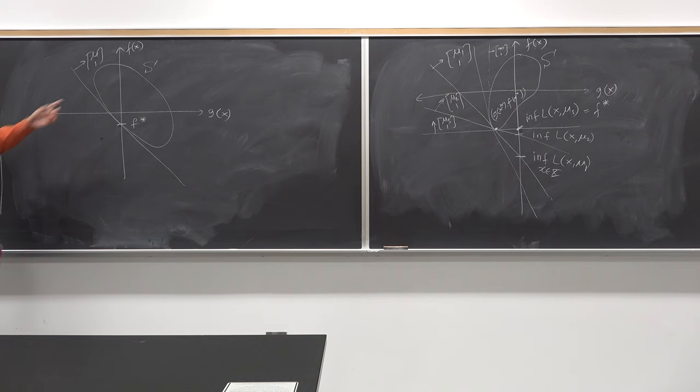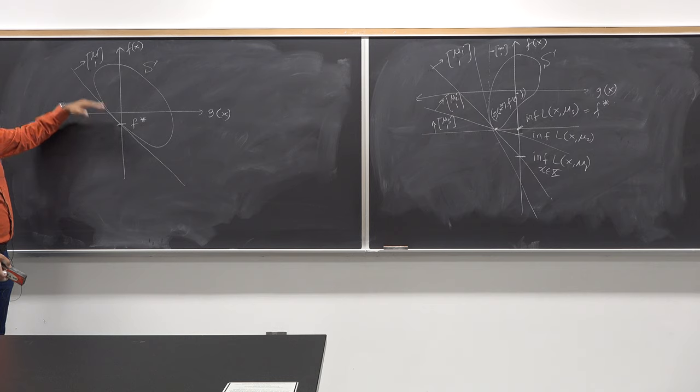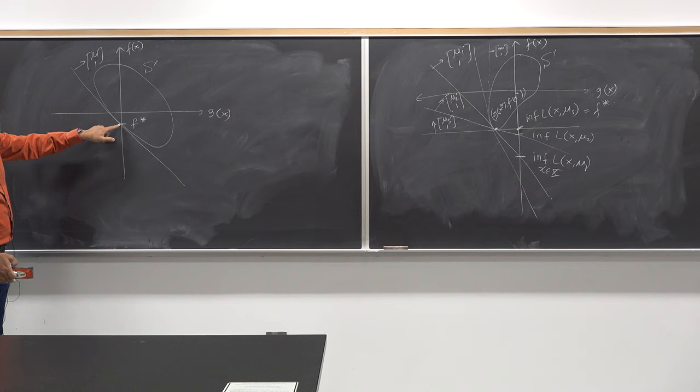Okay, so in this case, the geometric multiplier is positive, because it's a line that is slanting, so it's not horizontal, so the geometric multiplier is positive, and it intersects the y-axis exactly at f star. Okay, everyone understands this one? So now I'm going to change the figure again.